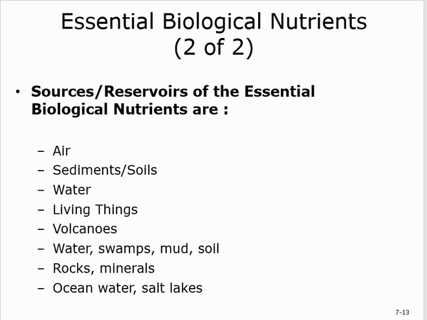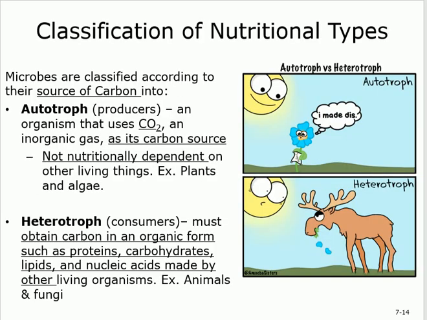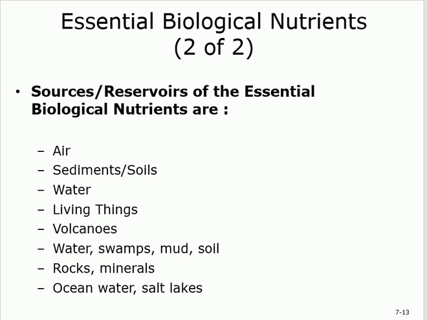Some of them even live on volcanoes, and they can take their nutrients from there. They can take it from the soil. Some of them live on the rocks. Some of them even live in the ocean water, and so on. So they can get it, you can call it, anywhere on earth. How do they get nutrients? Anywhere on earth. Anything, right?